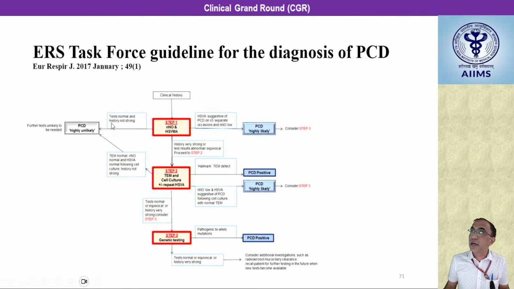There is a slight difference in the guidelines by the ERS, European Respiratory Society. Here, after the clinical features, they suggest both nasal NO and high-speed microscopy. The ATS guidelines do not mention high-speed microscopy. If both are suggestive, we can label the diagnosis PCD. If they are not suggestive or not adequate, they suggest TEM, electron microscopy, or repeating the high-speed after culture of the cilia. If again suggestive on TEM or suggestive of PCD on high-speed, we can say PCD. Again, if inconclusive, they suggest the genetic test finally.